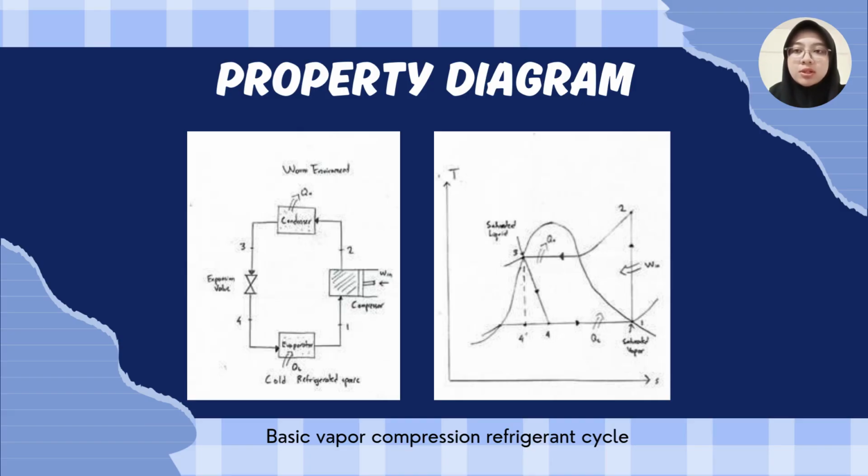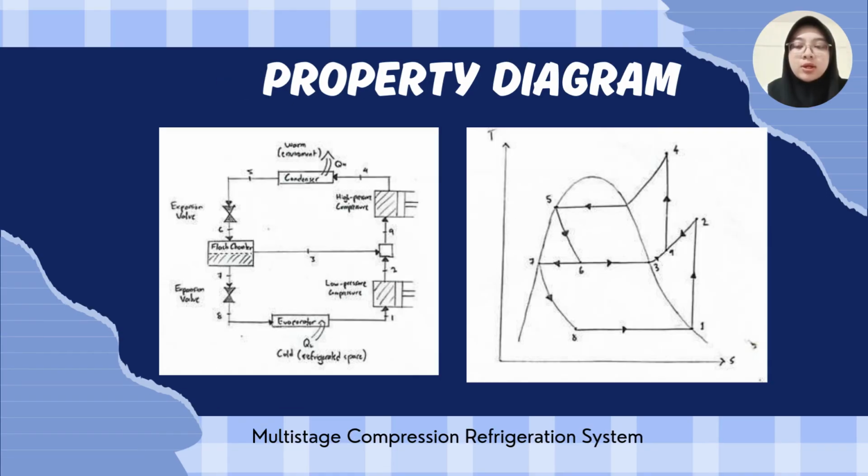Irreversibility in the expansion. From 4 to 1. Pressure drop in the evaporator. Schematic diagram and TS diagram for multi-stage compression refrigeration system.